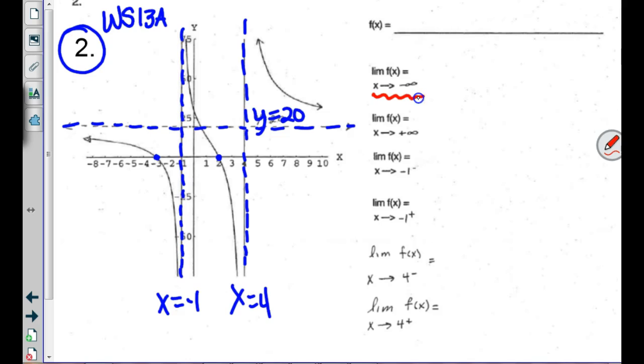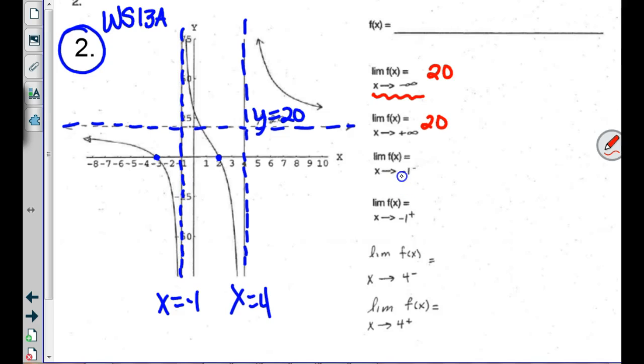To the left. Yep. So as I go off to the left, what does it look like this is getting closer and closer to? Yes. As I go off to the right, what is our graph getting closer and closer to? 20.